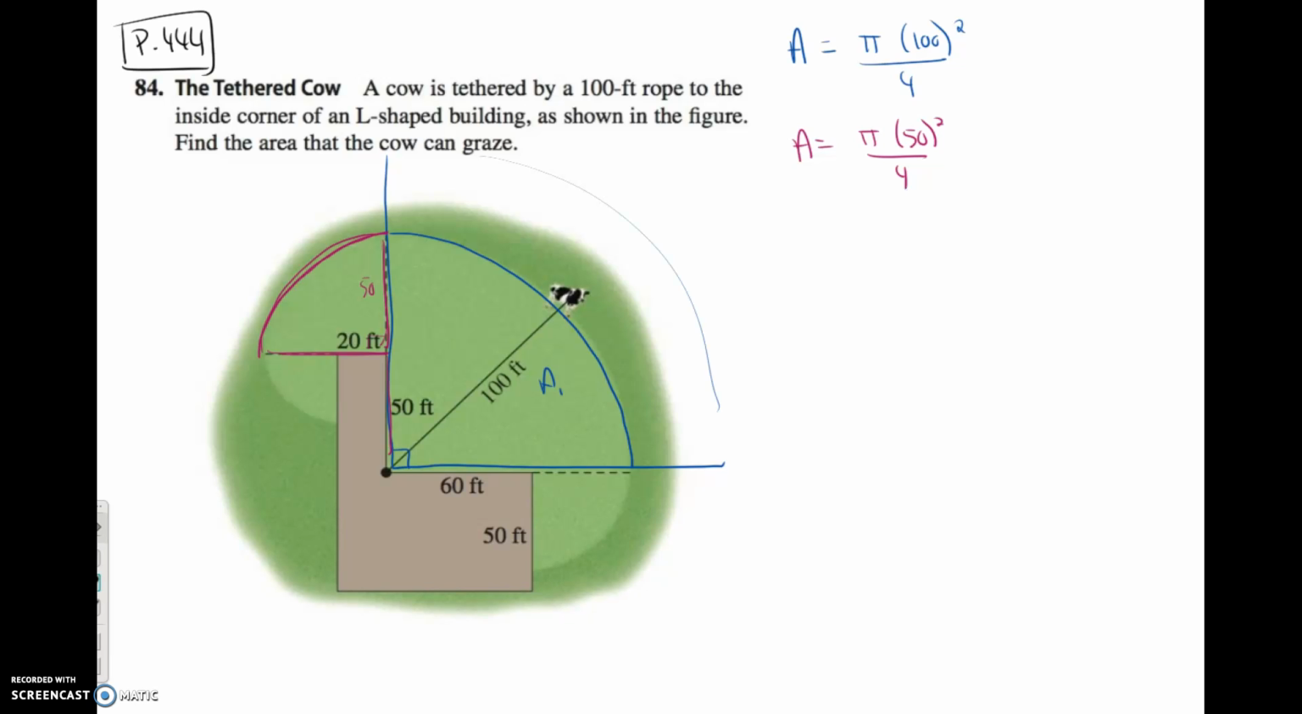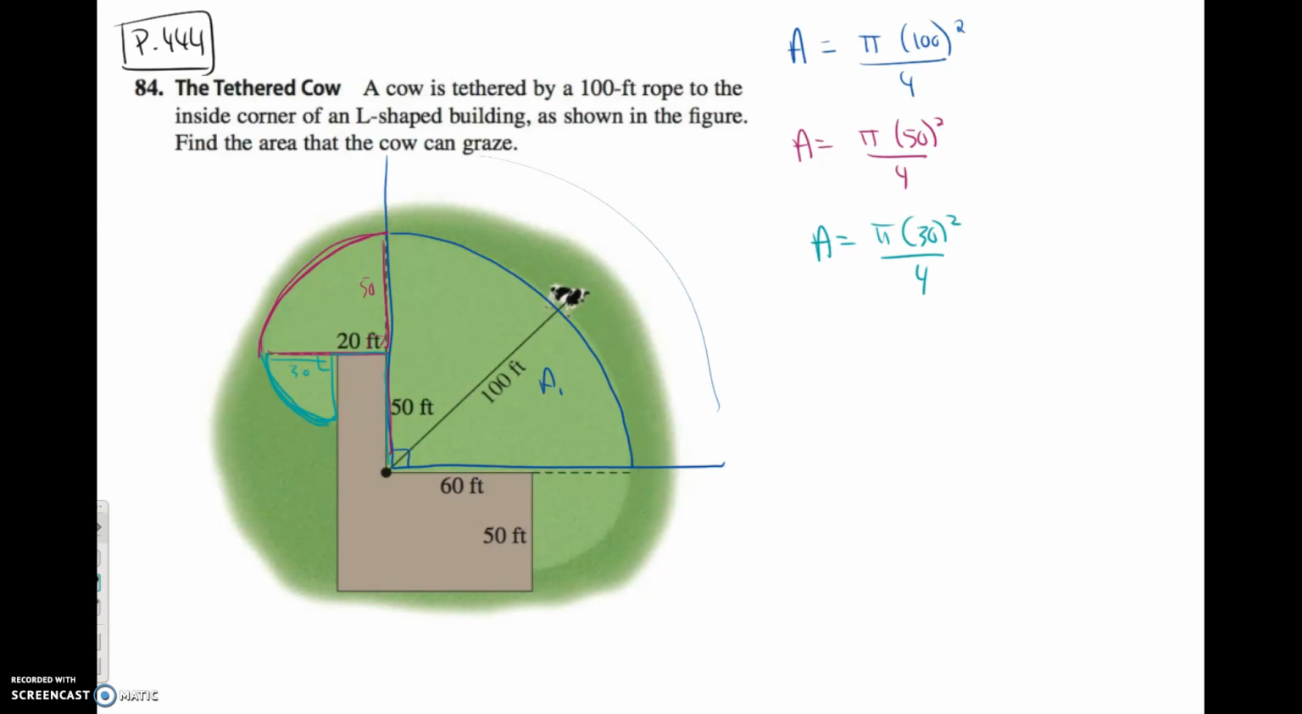And then as he goes around the corner one more time, now he's got 50 taken up and 20 taken up. That's 70, so there's only 30 left over. And again, for this little area here, that's a circle with radius 30, but again, it's just 1/4 of it. So pi times 30 squared divided by 4.